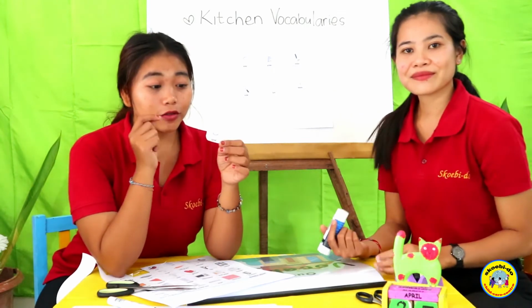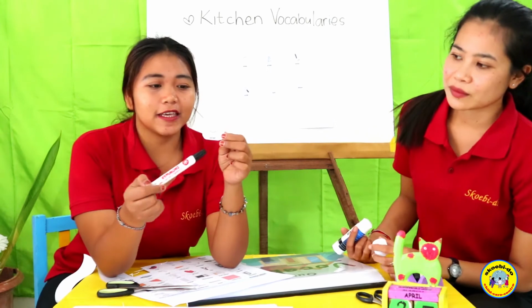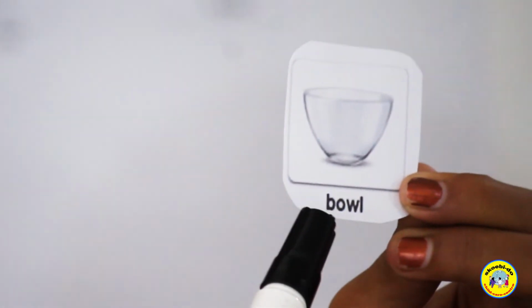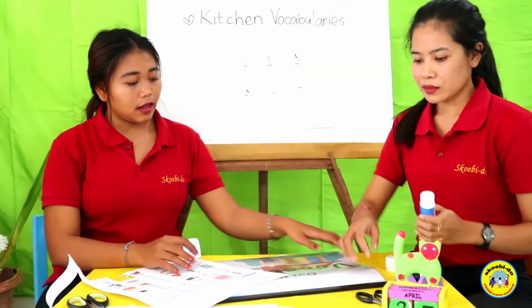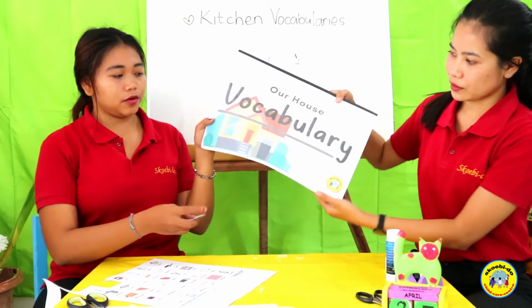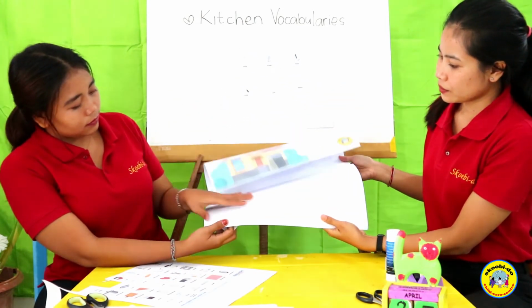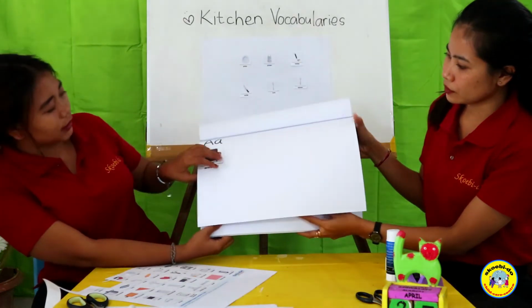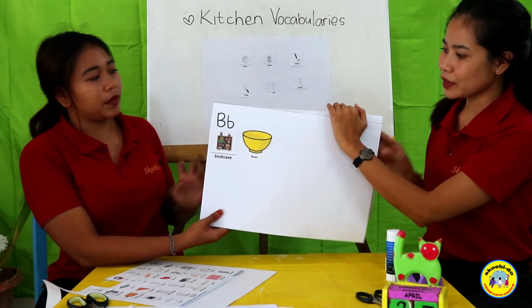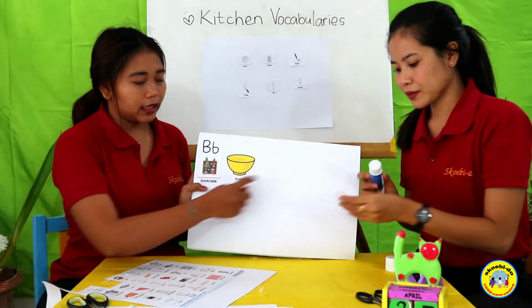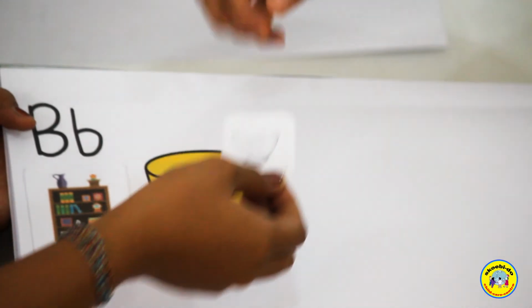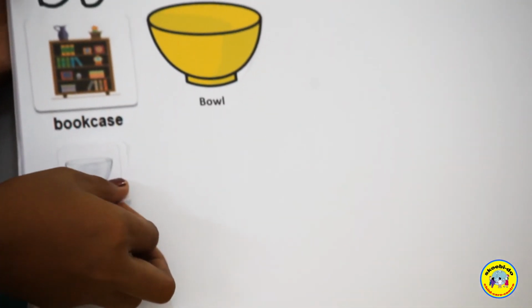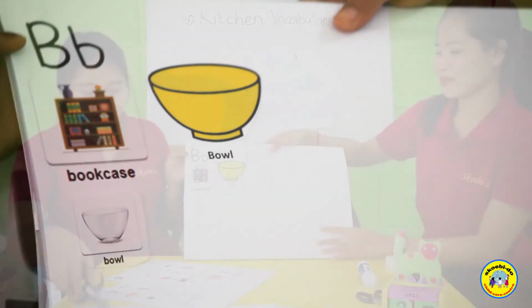Okay, kids, now I want to ask you, can you please pay attention here? Do you know what the first letter is here? Yes, that is letter B. So we need to find the letter B on our vocabulary book. Okay, this is letter A. Ah, this is letter B. So we need to stick it on this page. So B is for bowl. Yes, okay, next.